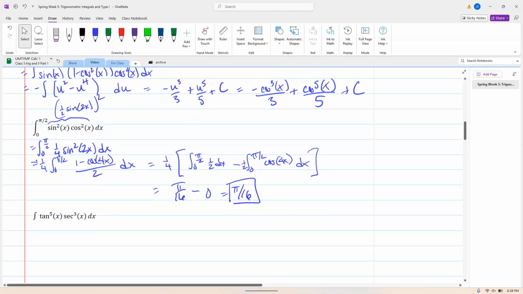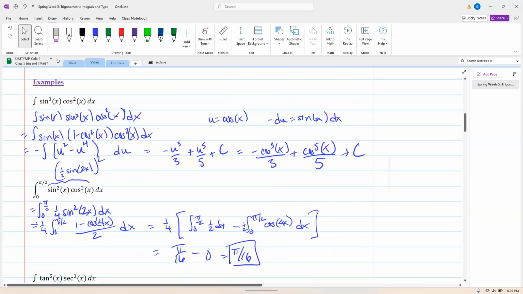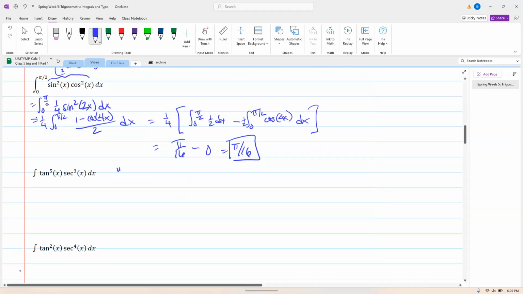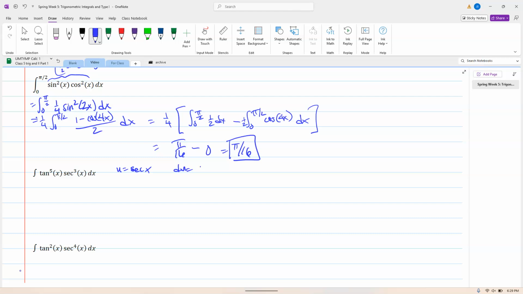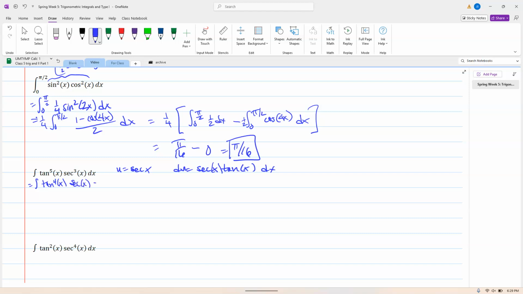Next one, tangent to the fifth, secant to the third. There's a rule about that, and the rule was what? If they're both odd, u is secant of x. So I'm going to let u be equal to secant of x. That means that du would be secant x tangent x dx. So really what I need to do is write this a little bit differently. This would be tangent to the fourth x, secant of x, and then times secant of x tangent of x dx.